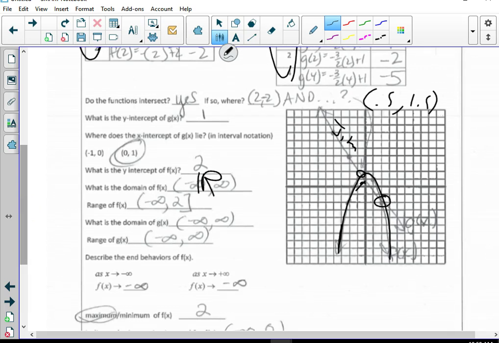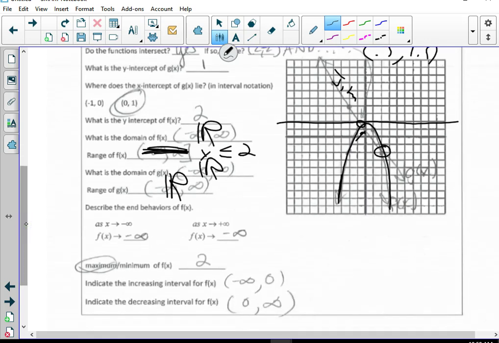The range, we don't write it this way. So, the range. Here's my ceiling, right? So it's y is less than or equal to 2. The domain, we write it this way. And the range of the line is also forever. It's everything.